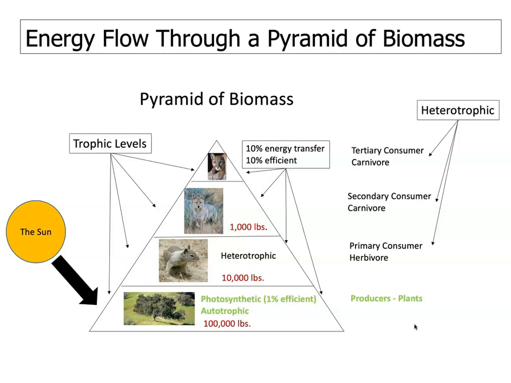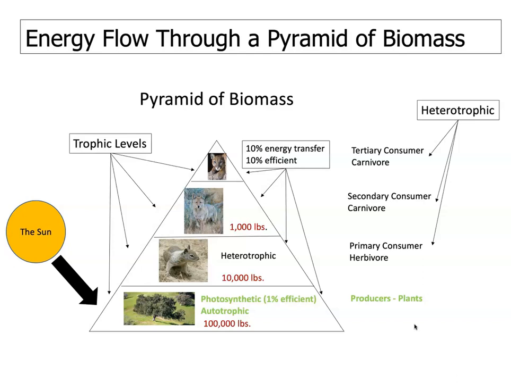Coyotes are actually omnivores. They eat both meat and plants, but to simplify this, we'll call the coyote a carnivore that feeds on ground squirrels. He's considered a secondary consumer, and then the mountain lion would be considered a tertiary consumer. But the ground squirrel, the coyote, and the mountain lion are all consumers because they have to consume other organisms.